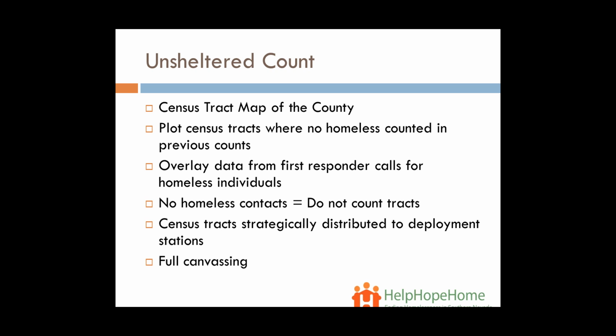Then we identify from our census tract map and where our deployment stations are, how we're going to strategically distribute those census tracts, and identify who our deployment captains will be. And then when we do our volunteer recruitment, we assign volunteers to deployments to ensure that we have full canvassing of the areas that we are going to cover. Next slide, please.